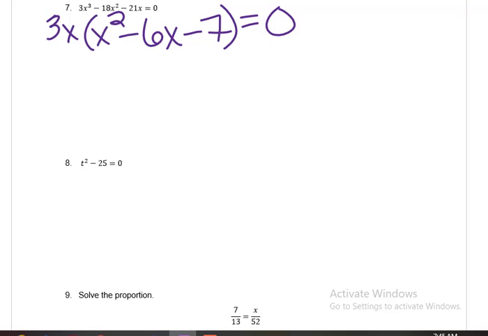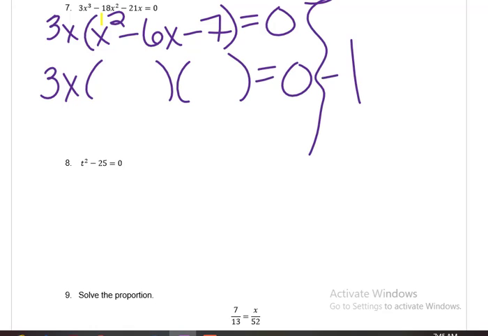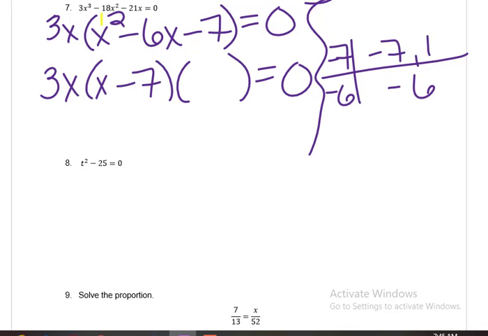And what I need to do now is focus on the inside. I have to factor completely, which means I factor everything until it cannot be factored. So focusing on the inside, I bring along the 3x, and I look for the factors of negative 7 that add up to a negative 6. Negative 7 and 1 gives me a negative 6. So I will have x minus 7, x plus 1.